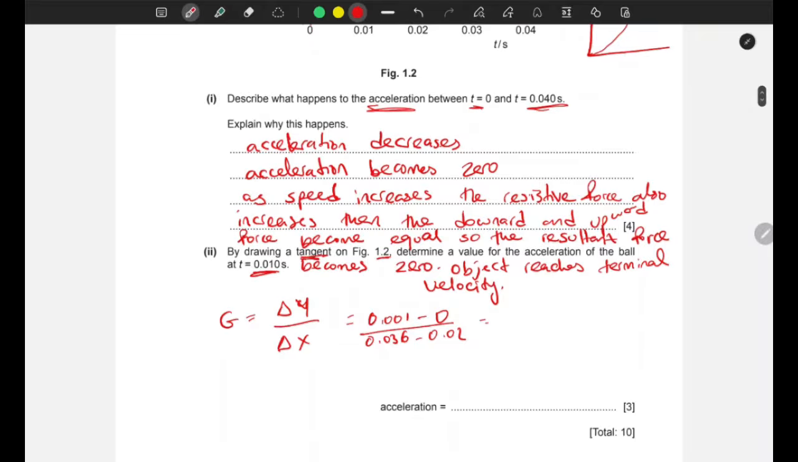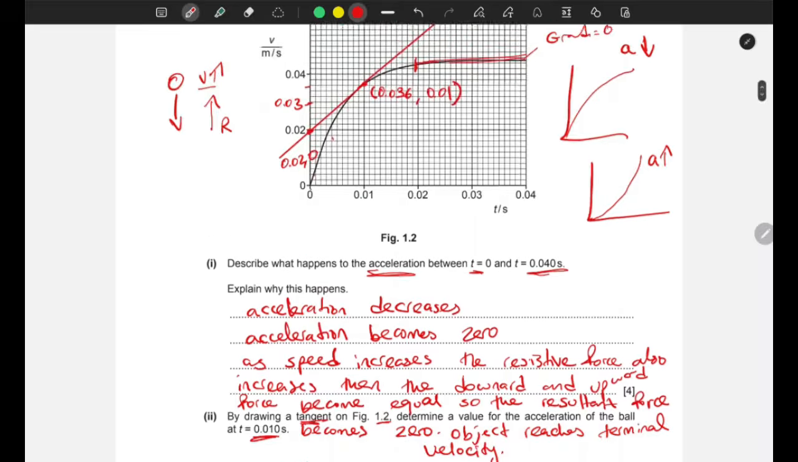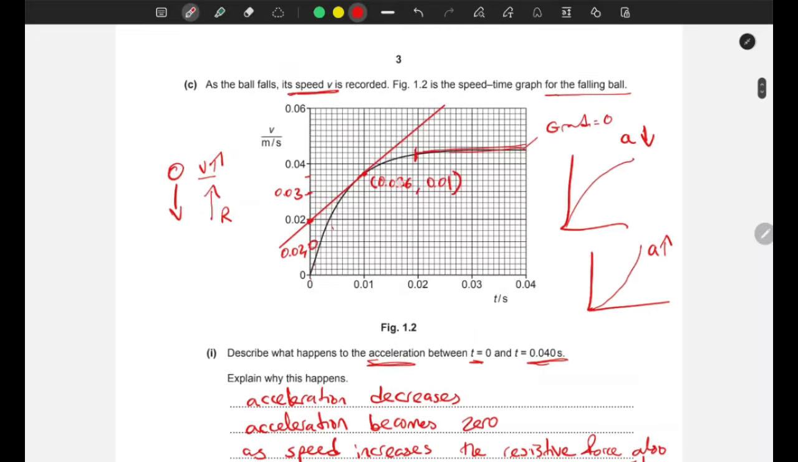Okay, I think I made a slight mistake. I switched up the coordinates. So if we go back to the graph, this coordinate is 0.01, comma 0.036, and this one is 0, comma 0.02. Sorry for the mistake.